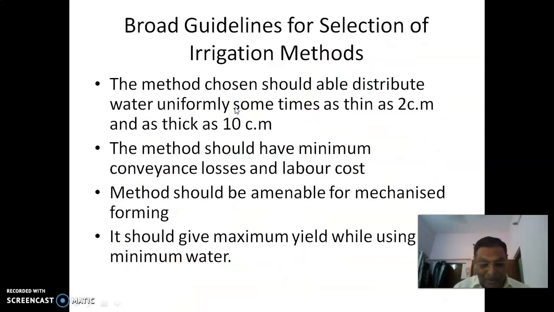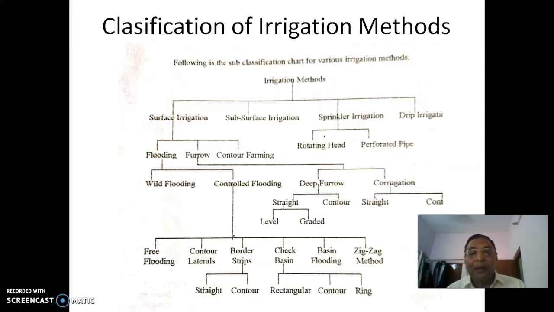In fact, even today, out of the total 68.4 million hectares, just 1.2 million hectares is under micro irrigation. That means less than 2% is under micro irrigation. The remaining is all under surface irrigation, even today in India.